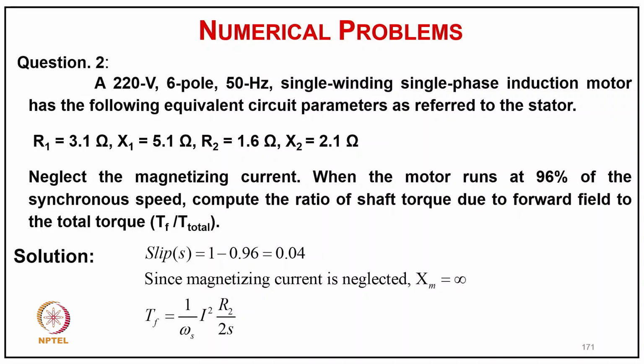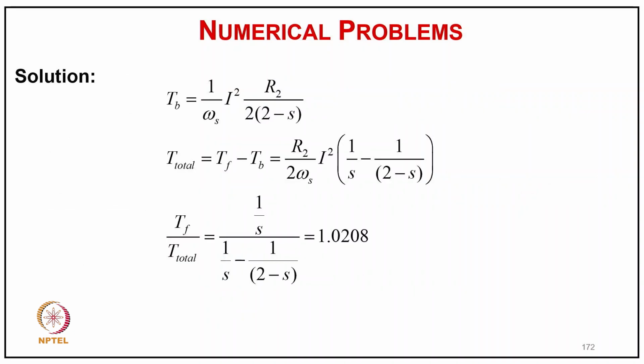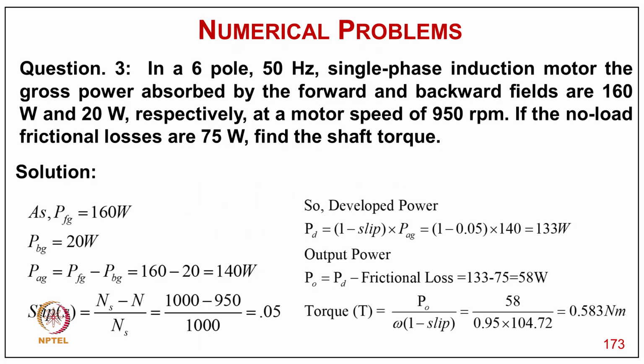The slip is 1 minus 0.96, equal to 0.04. Since magnetizing current is neglected, Xm is infinity, so TF equals (1 upon ωs) I² R2 by 2s, and TB equals (1 upon ωs) I² R2 divided by (2 minus s). T total equals TF minus TB, so R2 upon 2s I² times the bracket (1 upon s minus 1 upon (2 minus s)). The ratio of TF upon T total comes to 1.0208.